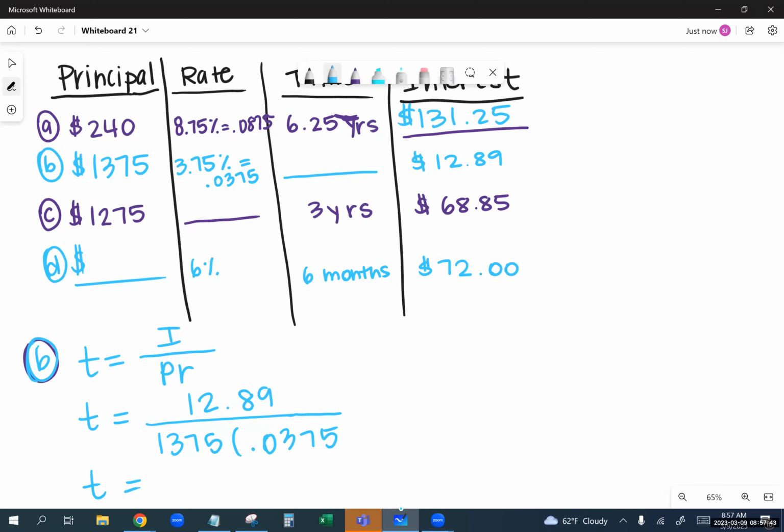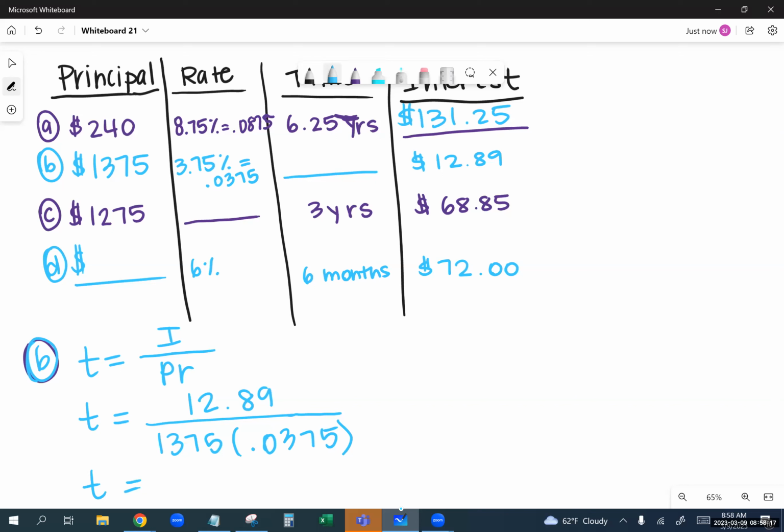So I'm going to do 12.89. Use your cursor on the top right to go down. Now I'm in the denominator and I do 1375. I open my parentheses. If you did the multiplicative symbol or the X, that's fine. But I open my parentheses, 0.0375. Technically, it's in the denominator, so you don't have to close it, but close it for continuity if you want to. Hit enter. What I end up getting is 0.24999, right?